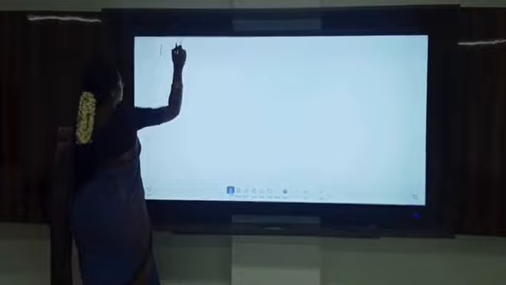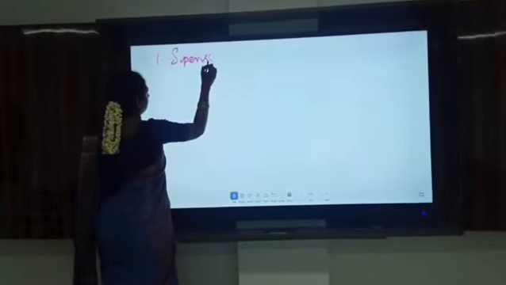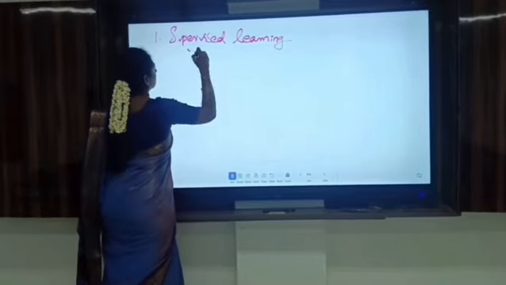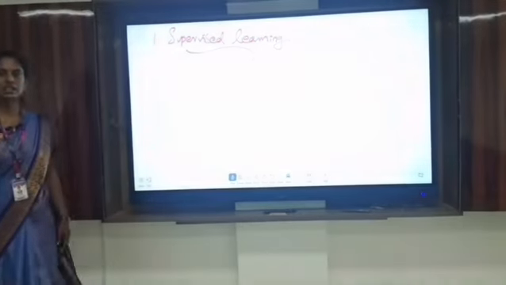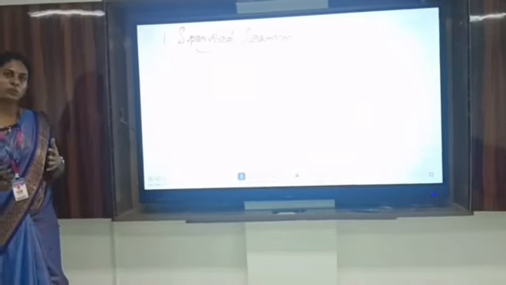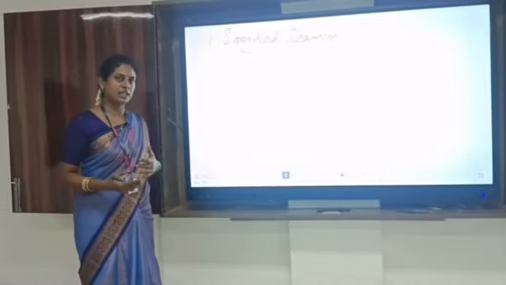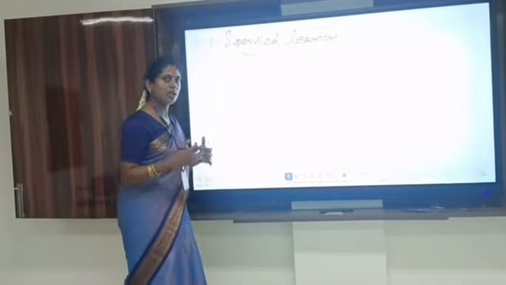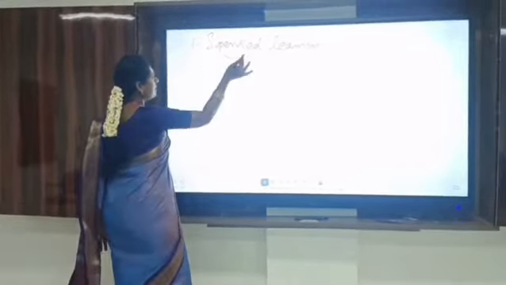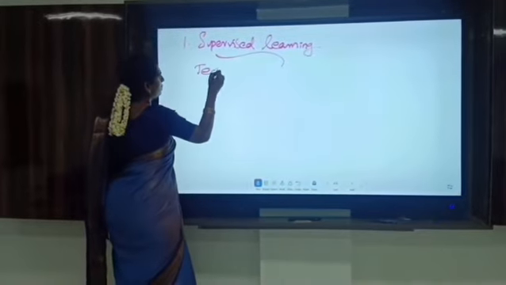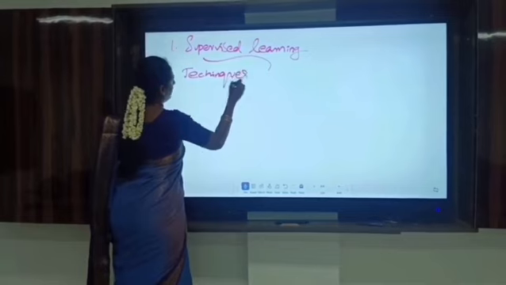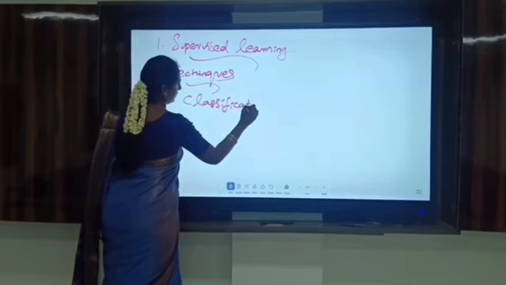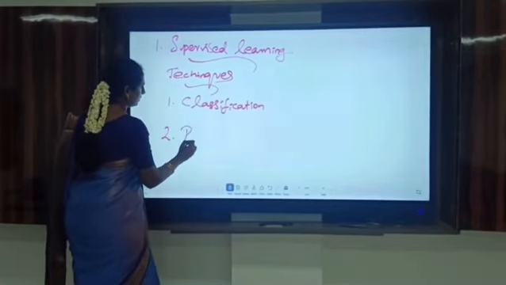The first type of learning is supervised learning. It is a machine learning task which trains a computer to predict based on the historical labeled data, that is also known as the output label, and it uses both input and output variables. This is about supervised learning. The techniques used in supervised learning are, first one is classification, and the second one is regression.